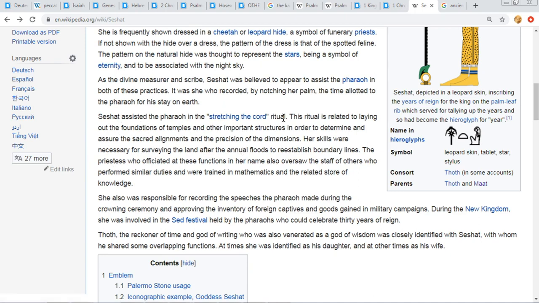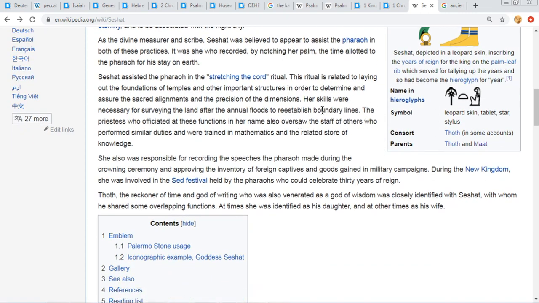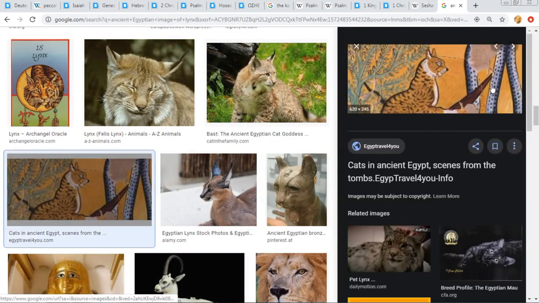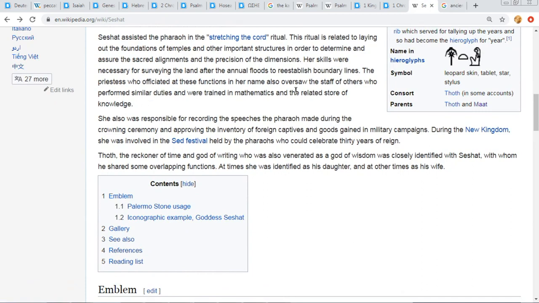Seshat assisted the pharaoh in the stretching the cord ritual. This ritual is related to laying a foundation of temples and other important structures in order to determine and assure the sacred alignments and the precision of the dimensions. Her skills were necessary for surveying land after the annual floods to reestablish boundary lines. And this was cutting the tail. This is what's going on when they're cutting the tail off the asp. And that was the moon cycles and having to line up the calendar every year. That was her job.